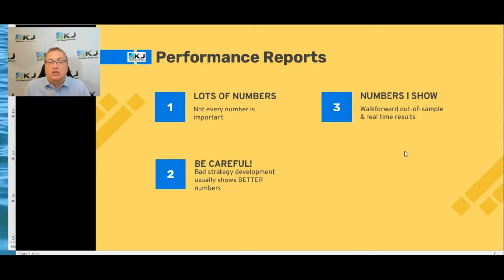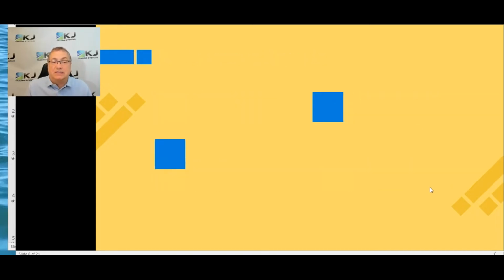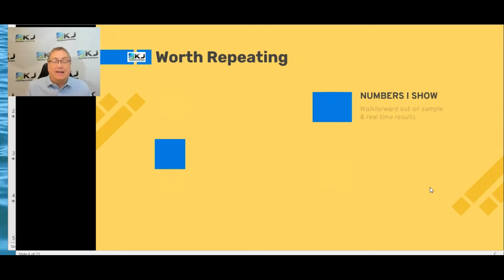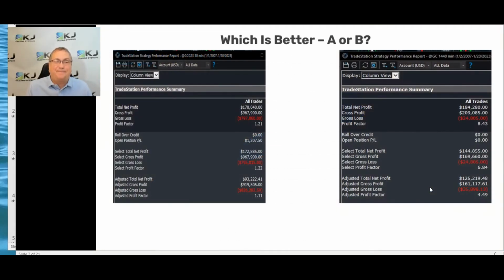So the numbers I'm going to show you here are strategies I actually trade, and they're only walk forward out of sample tests. That's a type of optimization, but it makes out of sample data, and it also includes real-time results. And this is for about 30 strategies I actually trade. And it's worth repeating that I'm not showing you optimized results. If they were optimized results, they'd look a heck of a lot better than they do. I can tell you that.